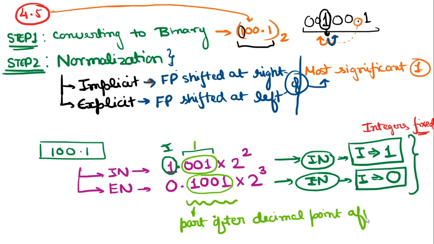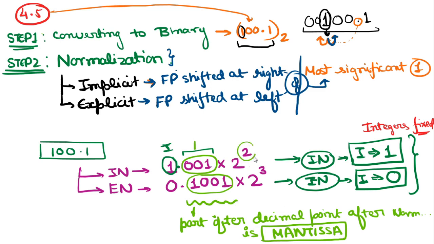let me write it totally. After normalization, sorry, just a second, let me use the eraser here. Okay, the part after the decimal point after normalization is mantissa. So I think now you know exactly which part is called mantissa, right?